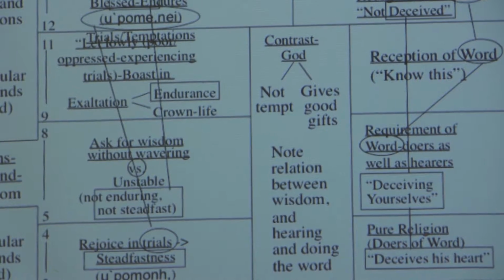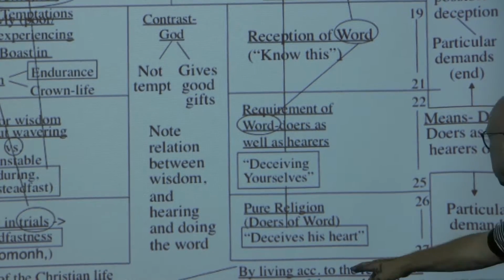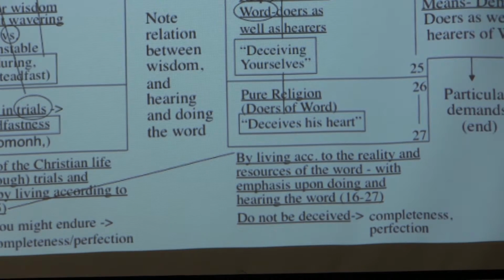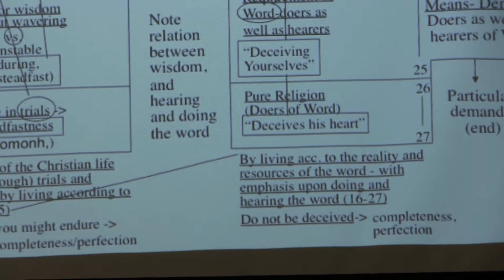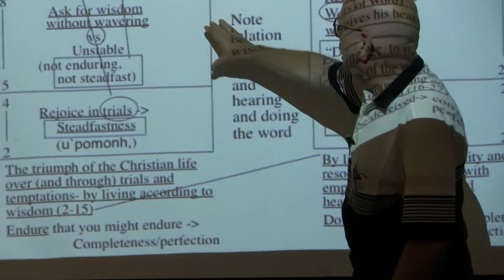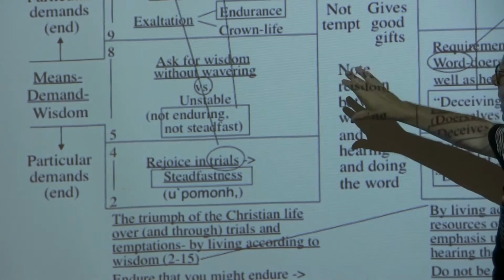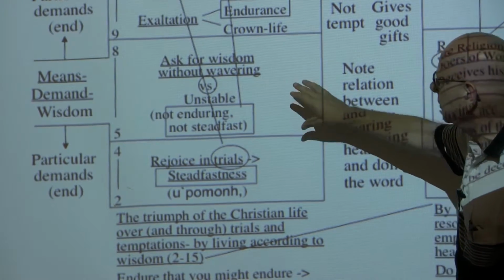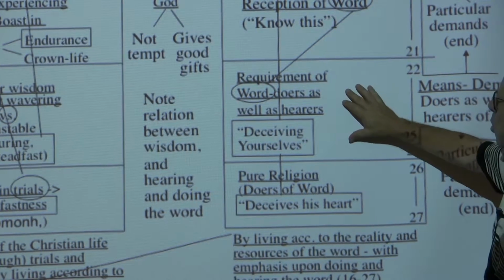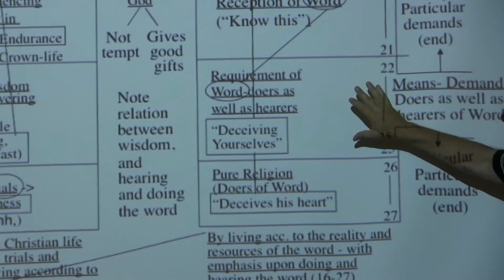And in verses 16 through 27, what you have here then is by living according to the reality and resources of the word, with emphasis upon doing and hearing the word, do not be deceived in terms of completeness or perfection. Now, beyond that, we note that in this first portion, this first unit of James 1, he emphasizes the role of wisdom. He indicates that it is important to ask for wisdom without wavering, whereas here, this paragraph, and really in verses 22 through 25, he talks about the role of the Word and what the Word is able to do, what wisdom is able to do for us, and what the Word is able to do for us.